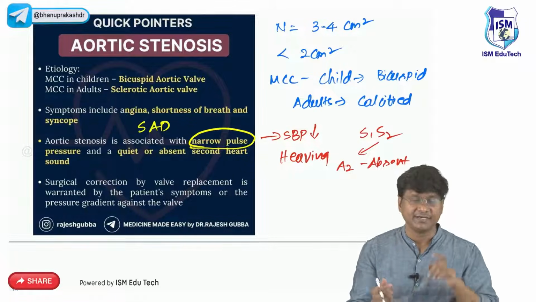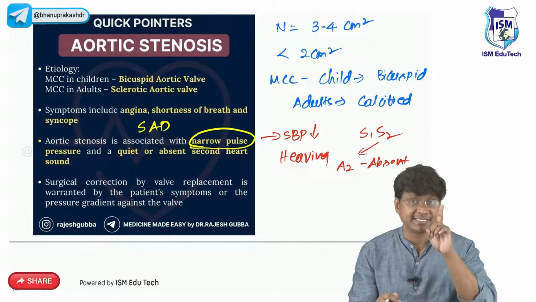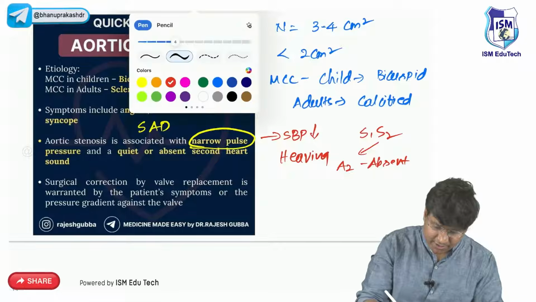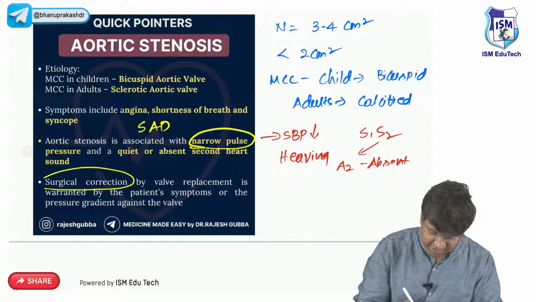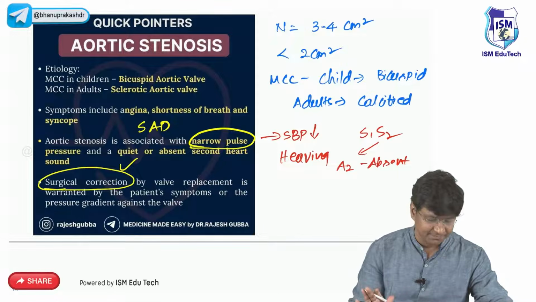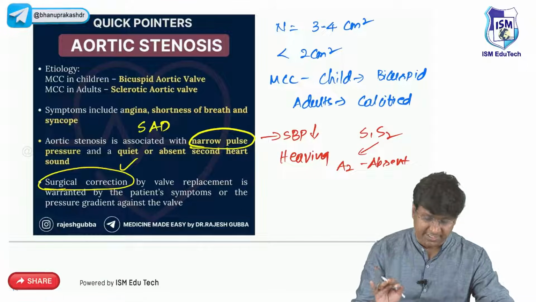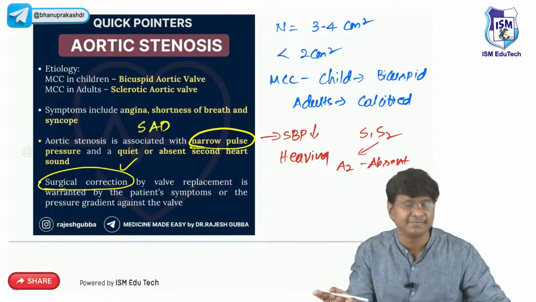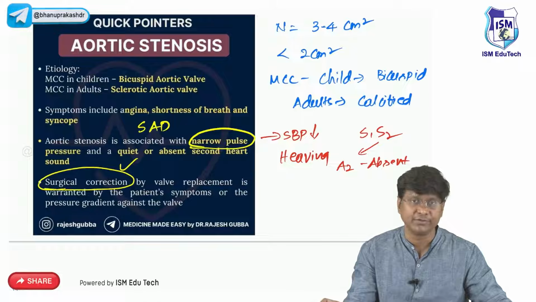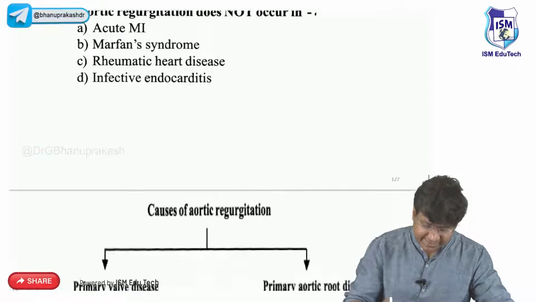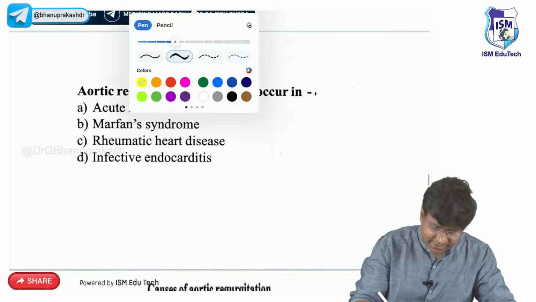Then what is the treatment? Remember, if the patient is symptomatic, they have to undergo surgical resection or surgical correction. They have to undergo surgical correction once the individual is symptomatic. So that is about aortic stenosis. Then followed by that, aortic regurgitation.